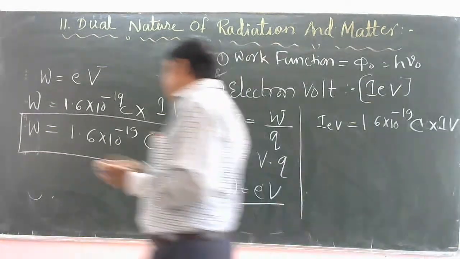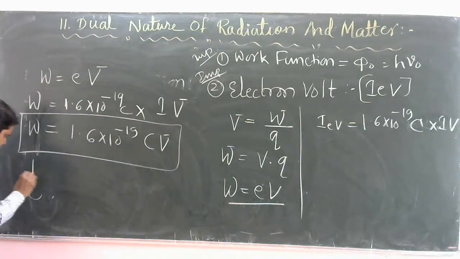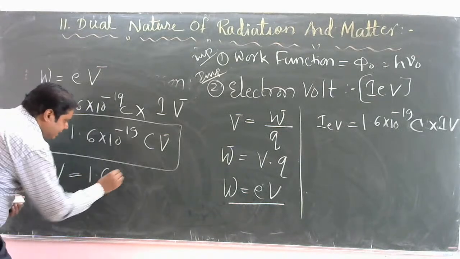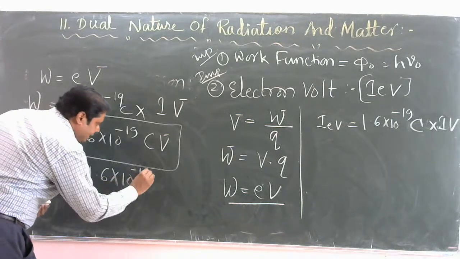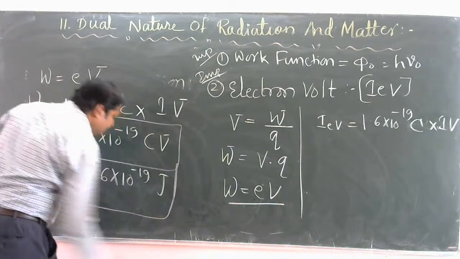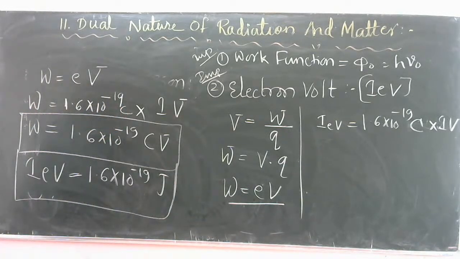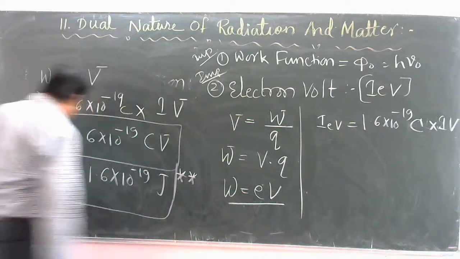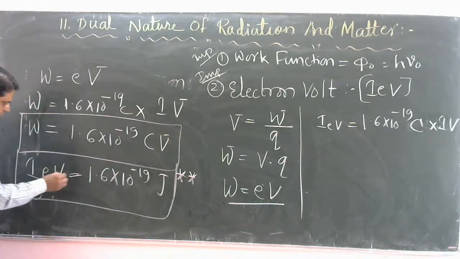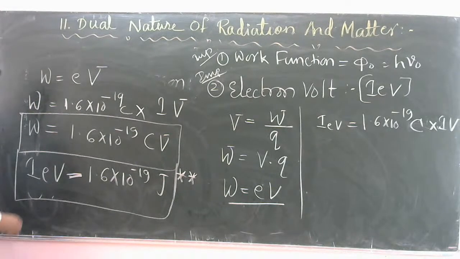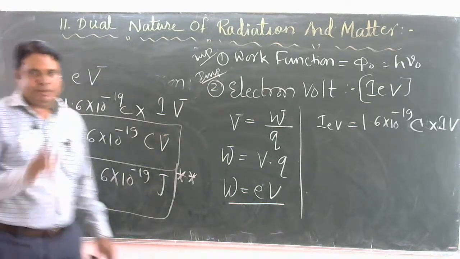Or 1 electron volt is equal to 1.6 into 10 raised to minus 19 joules. Correct? This is very important. 1 electron volt is equal to 1.6 into 10 raised to minus 19 joules. Very important. Please remember this value.